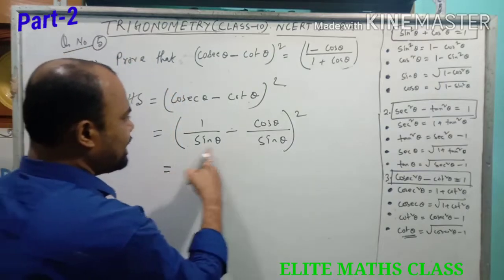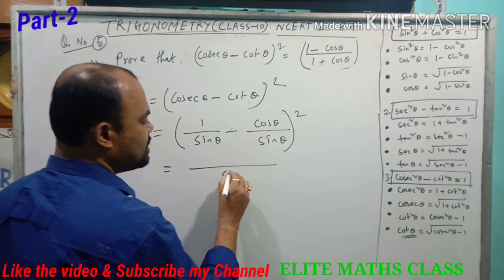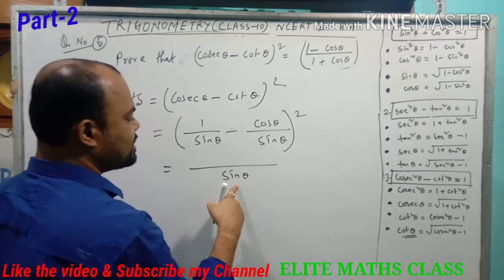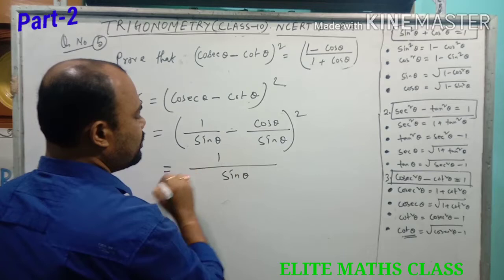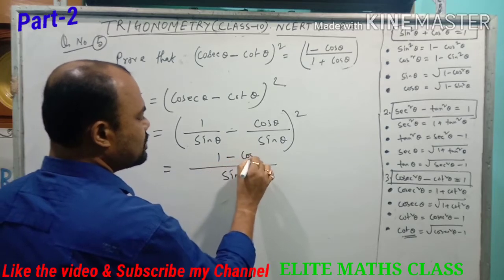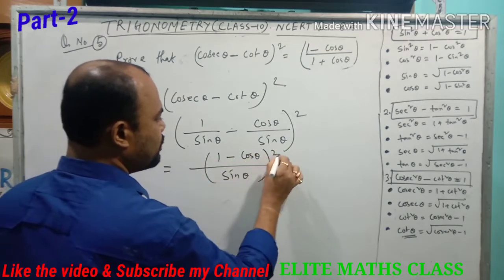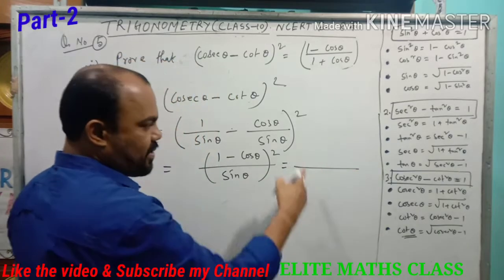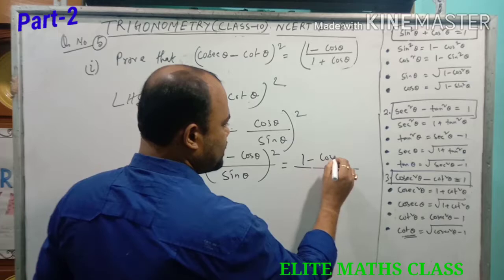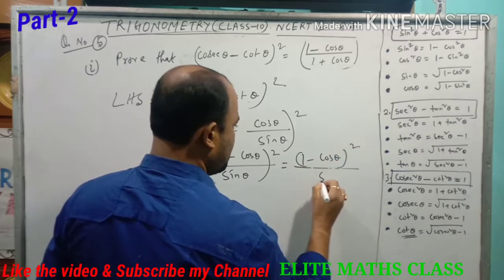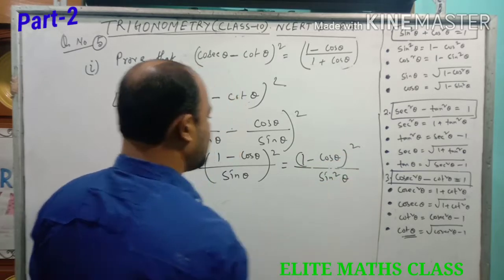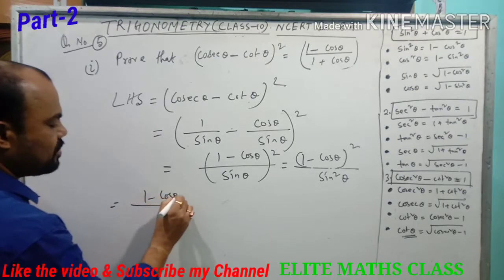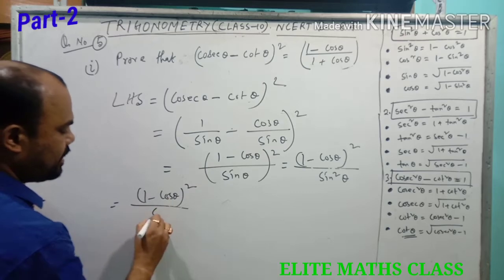Now see, the denominator is the same, sine, so we take the LCM. LCM is sine. What will be in the numerator? It will be (1 minus cos theta) whole square. The next step, what can we write? Just separate the square. So it will be (1 minus cos theta) whole square by sine square theta.